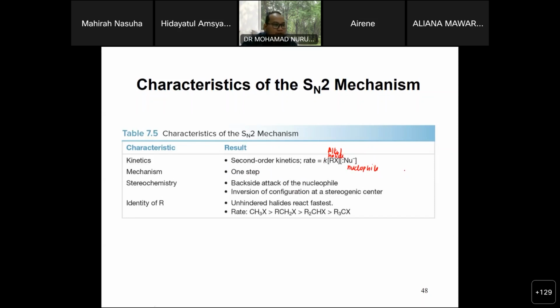It is represented with a one-step energy diagram. Okay, so for the stereochemistry, they involve inversion of configuration. If you have a highlighter, you can highlight inversion of configuration here, and also they involve backside attack of the nucleophile. Okay, if you have a highlighter, you can do it. So then, the identity of R: unhindered halides react fast. Okay, they can be concluded by these arrangements. So primary and methyl will also go faster compared to secondary, and also tertiary doesn't involve any SN2 reactions.